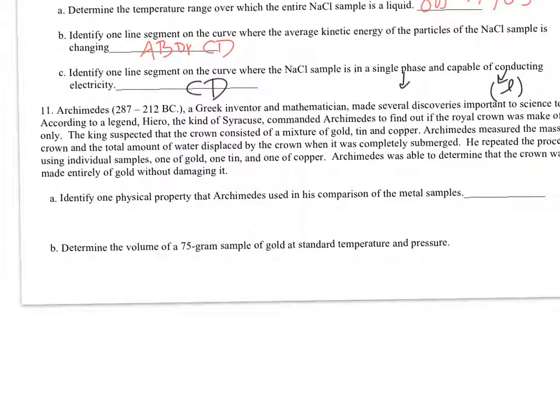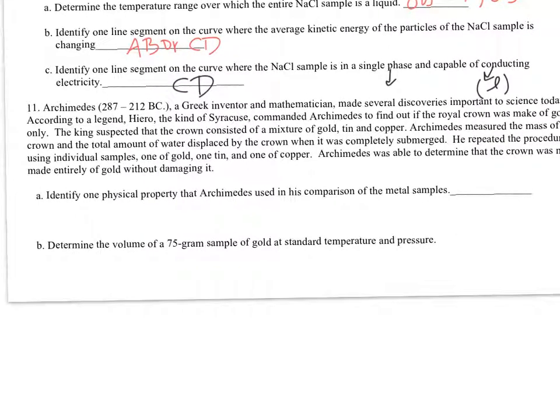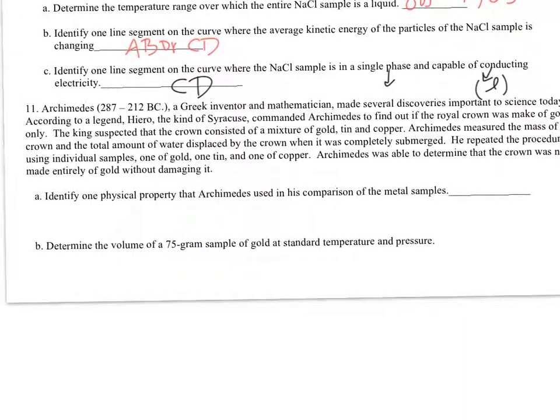All right, the Greek inventor and mathematician Archimedes made several discoveries important to science. According to legend, Hero, the king of Syracuse, commanded Archimedes to find out whether a crown was pure, consisting of gold, tin, copper. Archimedes measured the mass of each one of these, measured the water the crown displaced when it was submerged, and repeated the procedure. Great. Archimedes was able to determine that the crown was not entirely made of gold without damaging it.